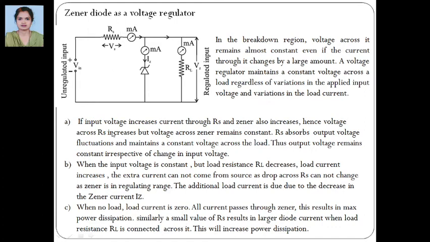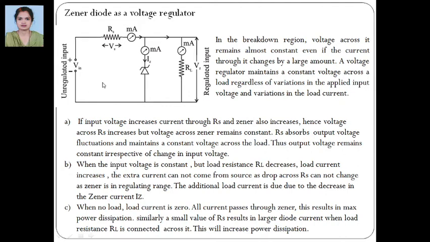How is this happening? See, if the input voltage increases, then the current through this Rs and Zener also increases. Hence the voltage across Rs increases, but the voltage across the Zener remains constant. So Rs absorbs the fluctuations and maintains a constant voltage across the load, irrespective of the input change. This is the first case.